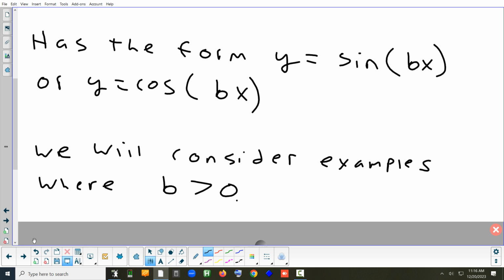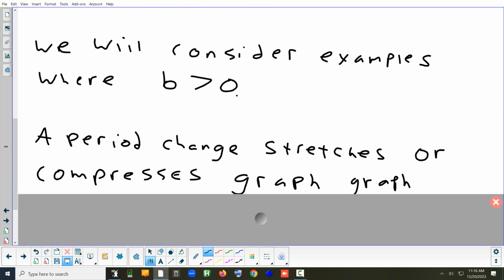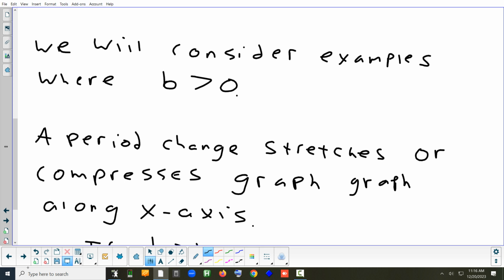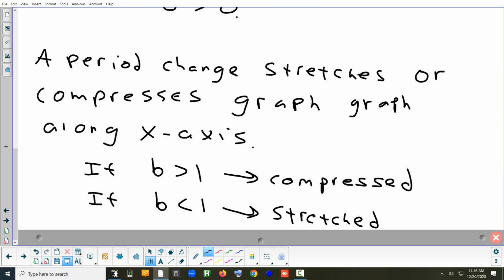We're only going to look at examples where b is greater than 0. So we're not going to do a horizontal reflection at the same time that we do a horizontal stretch or compression. That's all we're going to look at. So b stretches or compresses a graph along the x-axis. That's everything I already told you. If b is bigger than 1, it compresses. If b is less than 1, it's stretched.